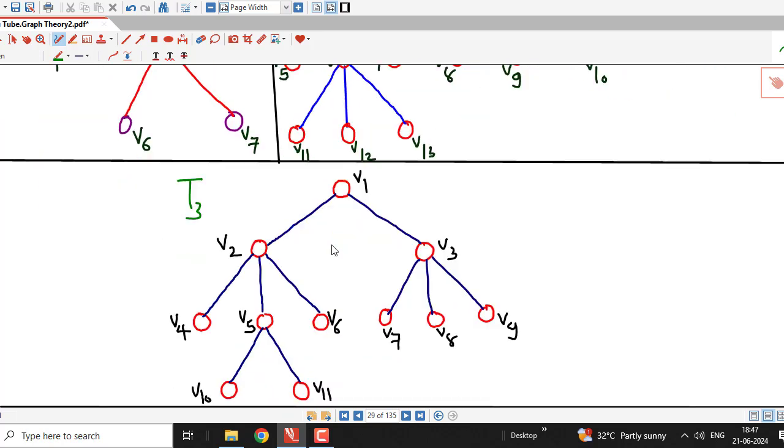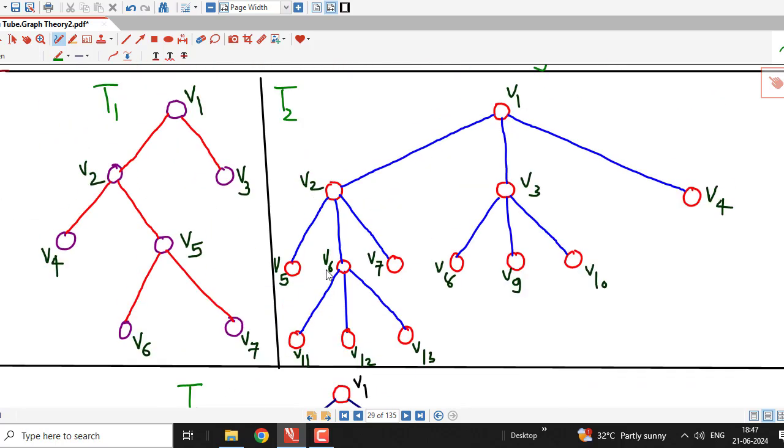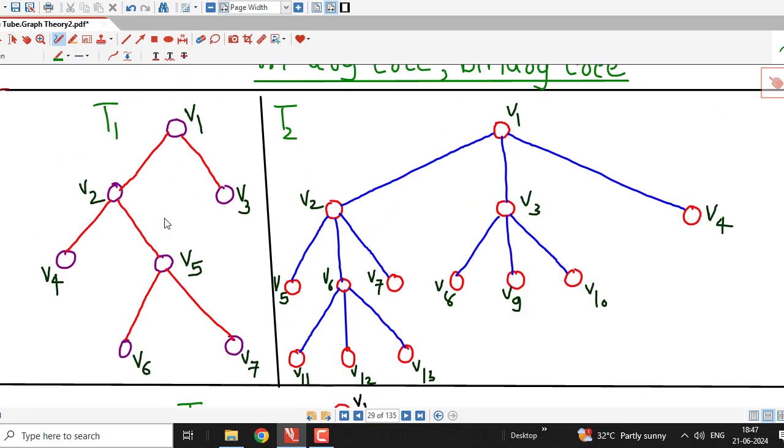Here I have taken 4 rooted trees, and we will check whether they are m-ary trees for some value of m or not. First we check T1. What are the internal vertices of this rooted tree T1? V1 is an internal vertex and it has 2 children. Then V2 is also an internal vertex and it also has 2 children.